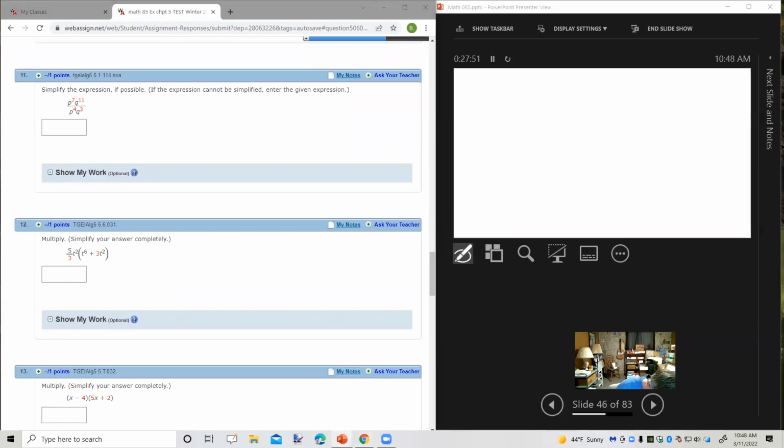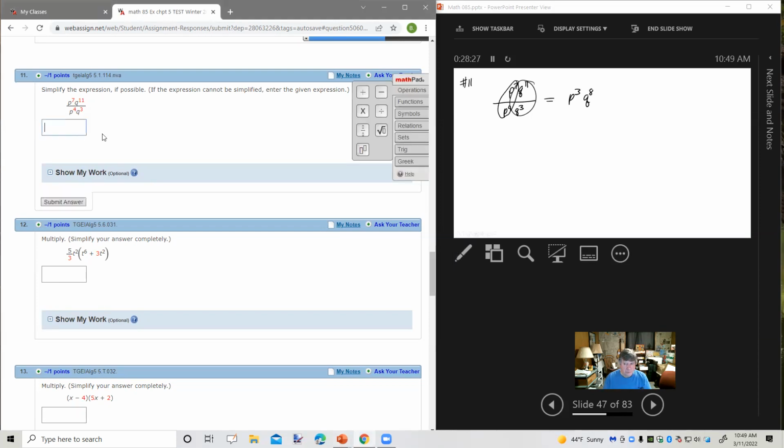Number 11. Simplify the expression if possible. If the expression cannot be simplified, enter the given expression. So I've got p to the 7th times q to the 11th over p to the 4th, q to the 3rd. Well, p to the 7th divided by p to the 4th is p to the 7 minus 4, or p cubed. Q to the 11th over q to the 3rd is q to the 11 minus 3, or q to the 8th power.